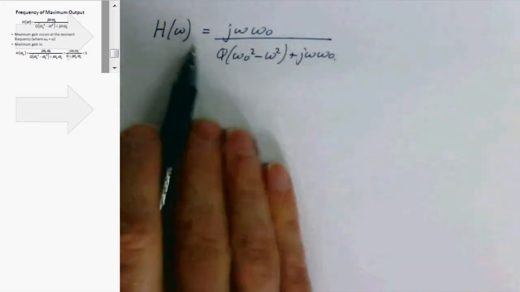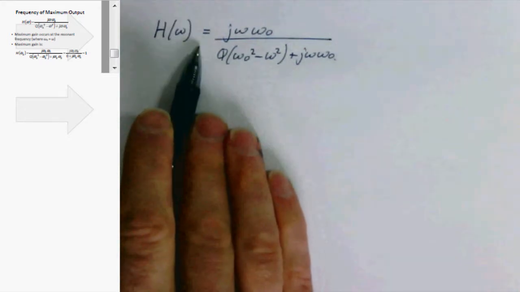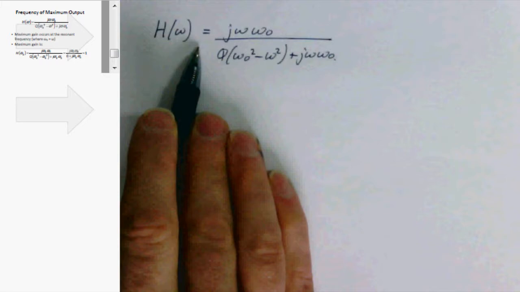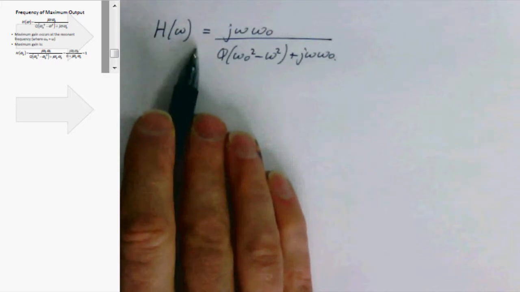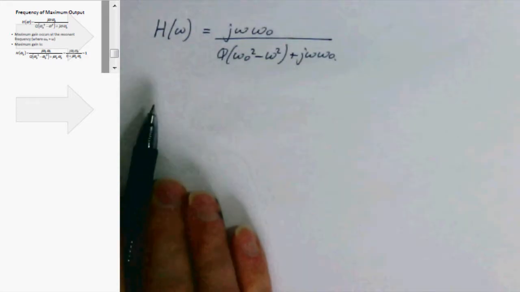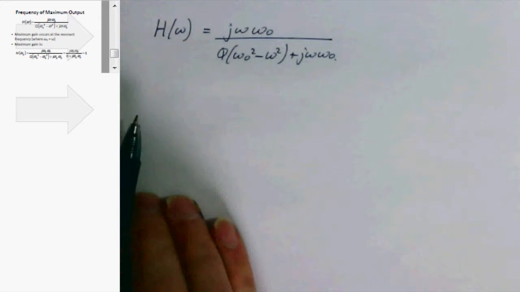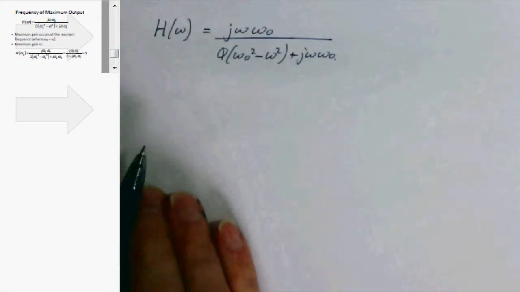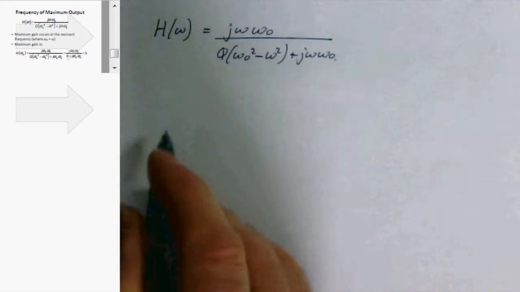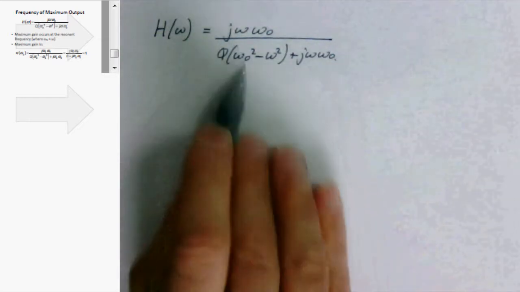So, this is our frequency response for our new series RLC circuit, and we're interested in what frequency does this have its maximum gain, and what is that maximum gain? Well, there's a shortcut for getting to that result, which doesn't require any differentiation, and it goes like this. Divide top and bottom by omega.